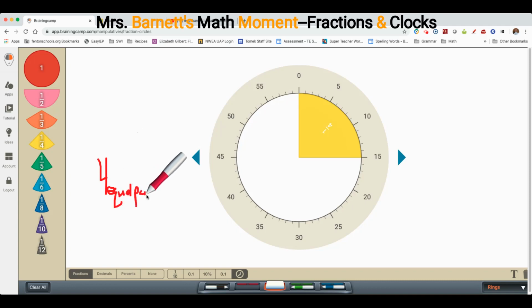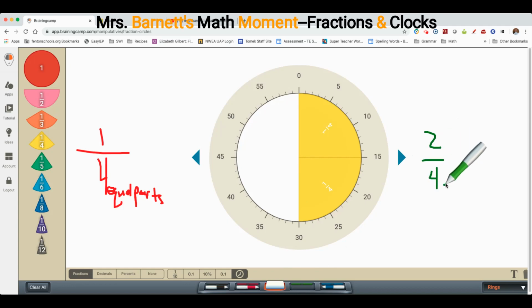Sorry, the mouse and my hand aren't working so great today. It'll be 4 equal parts, and right now I have 1 of them. I can put another one in there. Suddenly I have 2 out of 4 equal parts. It would take 4 equal parts, that's what fractions always are, to make a whole.